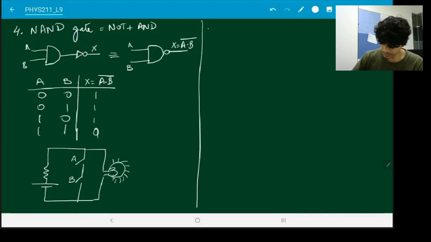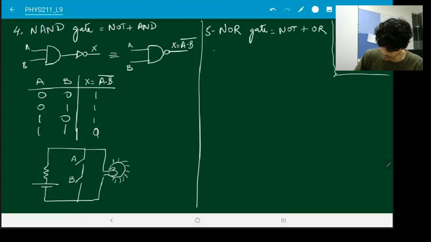Similarly, we have the NOR gate. NOR is OR plus NOT, or NOT plus OR. So this is the OR, and then you put the NOT after it. Or you can denote it by the special symbol.